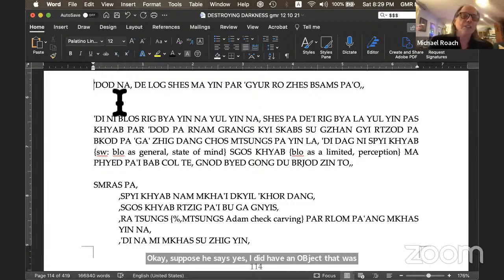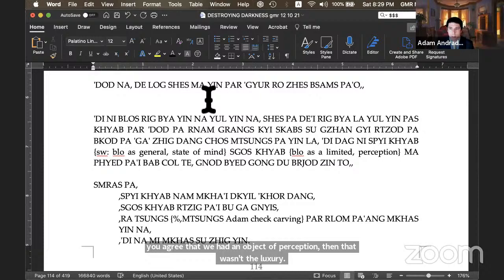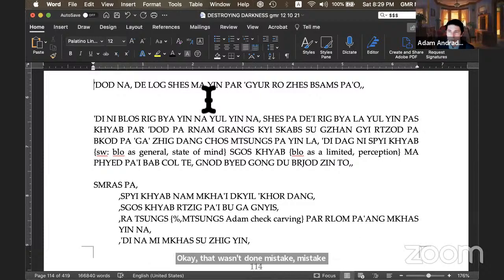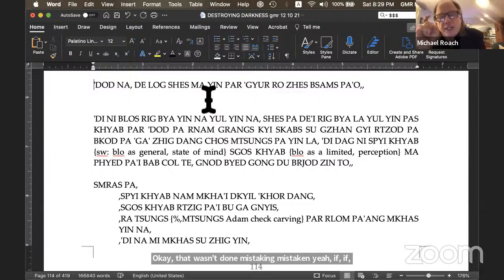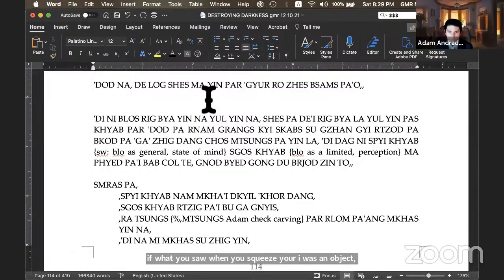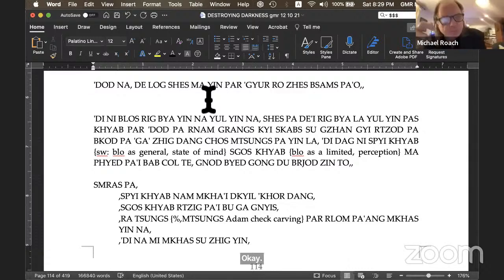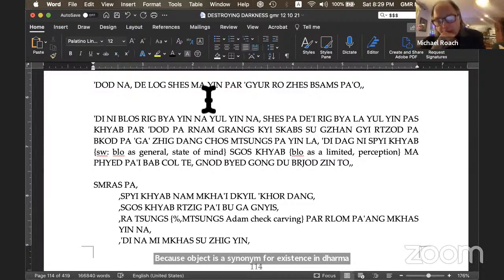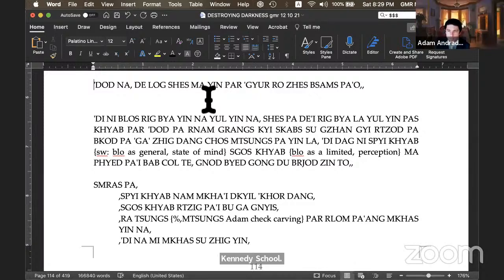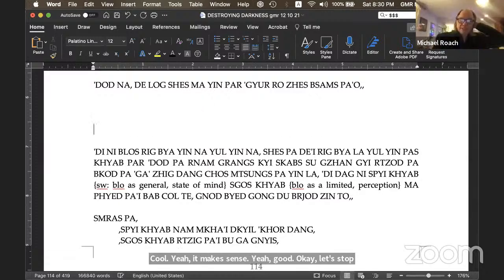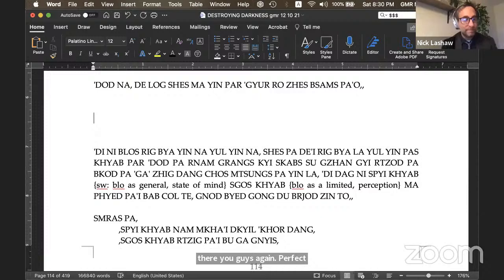Then we say, if you agree that you had an object of perception, then that wasn't a mistaken perception. If what you saw when you squeezed your eye was an object, then the state of mind looking at it was correct, because object is a synonym for existence in the Dharmakirti school. Cool? Okay, let's stop there, you guys. Thank you again. Perfect timing.